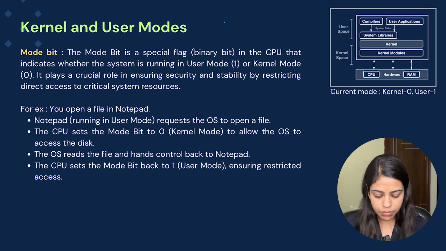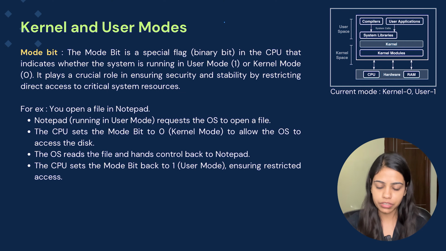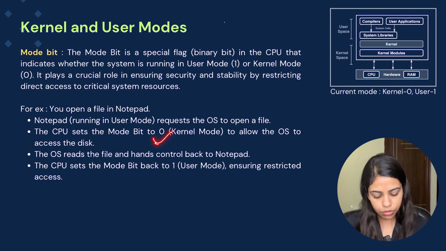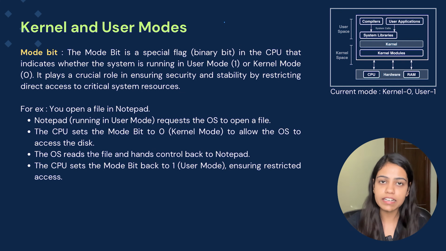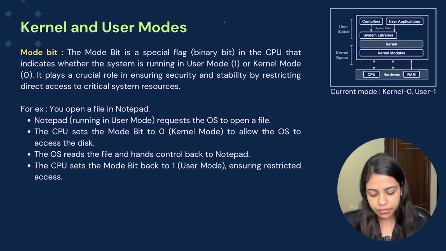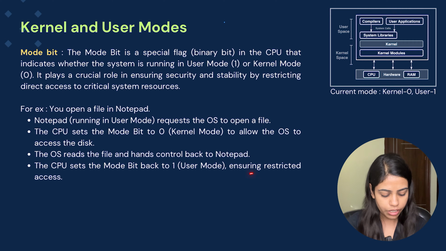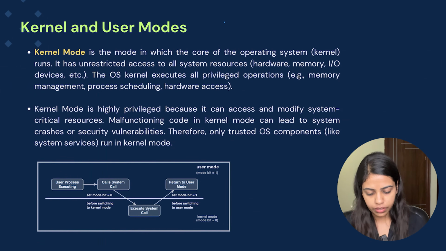Now, the operating system reads the file and hands the control back to Notepad. So, the CPU sets the mode bit back to 1. Here it goes to the kernel, it processes the request, it gets the file from the file system, and then when it gets the file, it sets the mode bit back to 1, which is basically the user mode, ensuring restricted access.